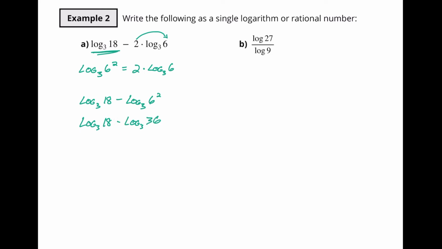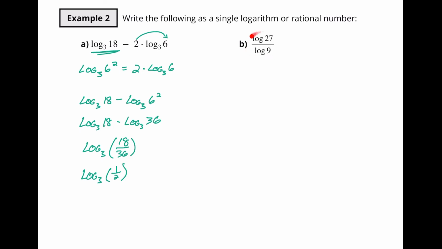Now, the subtraction rule said, well, if you are subtracting the logs with the same bases, you divide these two pieces. So I'm going to have now log base 3 of 18 over 36. And of course, we can simplify this down. These two things are both divisible by 18, right? 18 times 2 is 36. So we're going to have log base 3 of 1/2. So that is our result.